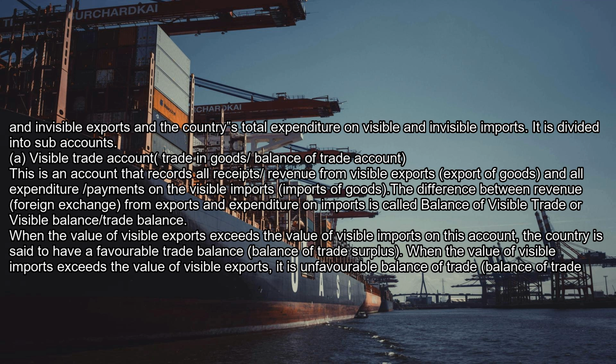A. Visible trade account, trade in goods / balance of trade account. This is an account that records all receipts / revenue from visible exports, export of goods, and all expenditure / payments on the visible imports of goods. The difference between revenue, foreign exchange from exports, and expenditure on imports is called balance of visible trade or visible balance / trade balance. When the value of visible exports exceeds the value of visible imports on this account, the country is said to have a favorable balance of trade, or trade surplus. When the value of visible imports exceeds the value of visible exports, it is an unfavorable balance of trade, deficit / adverse trade balance.